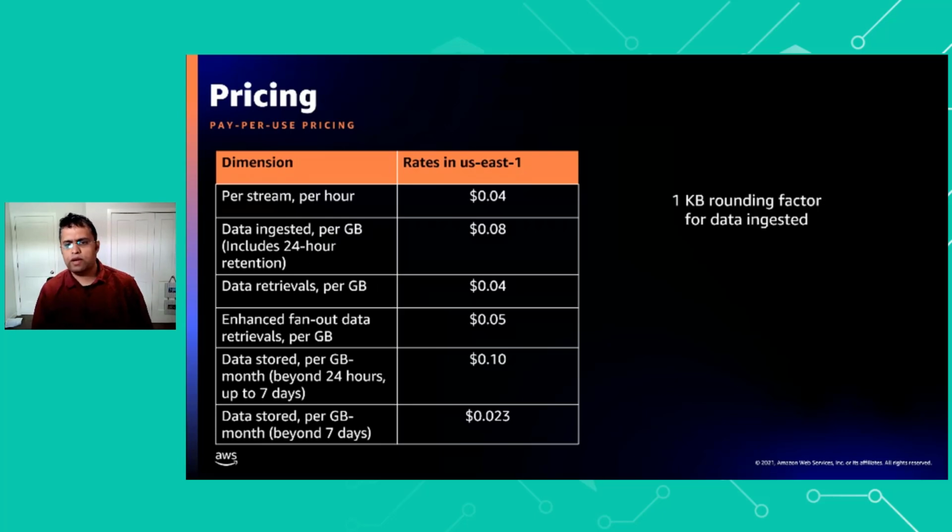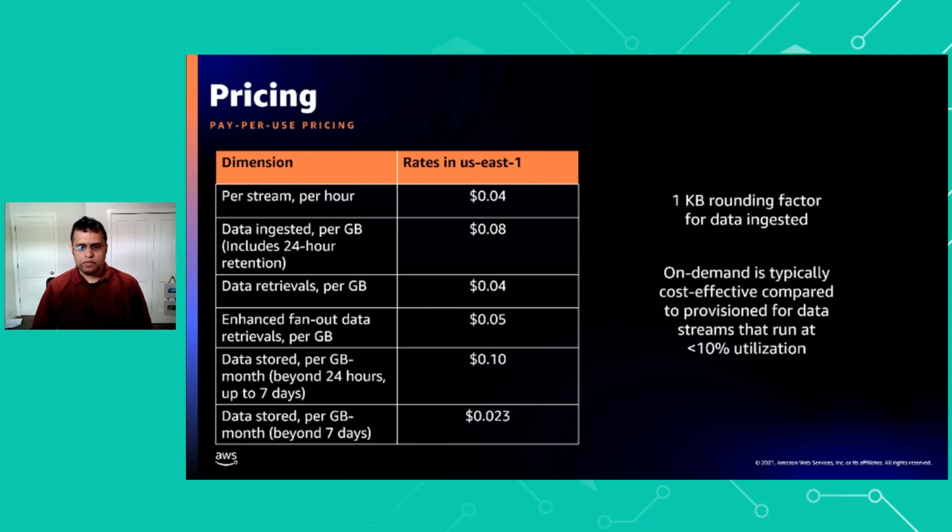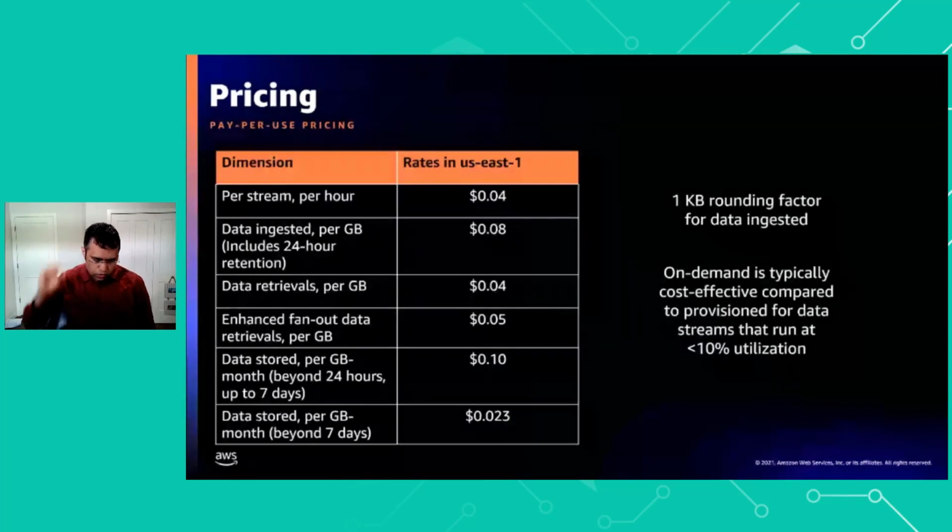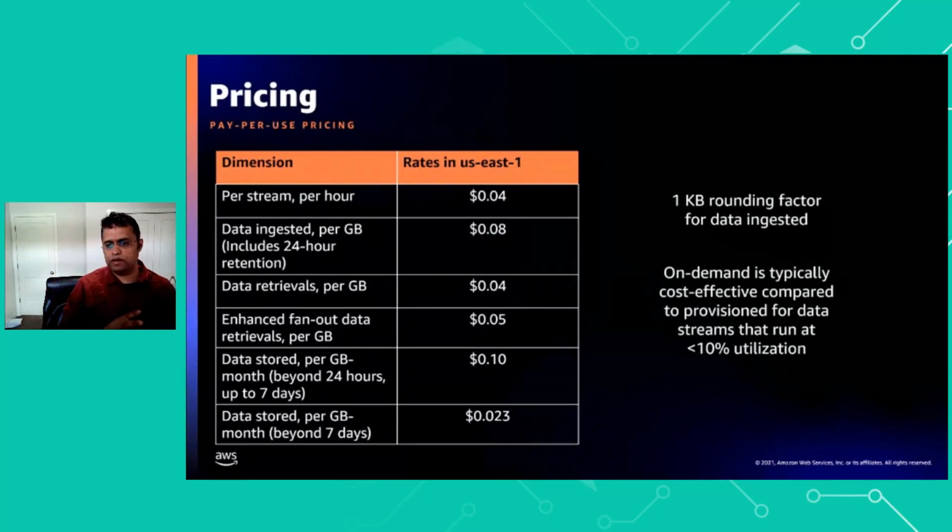The other key element that I want to talk about is we use a 1 kilobyte rounding factor for data ingested. So if you have a use case where you have very small records that you want to ingest, you don't have to worry about optimizing it just because there is a certain way we bill data that is coming into KDS. Also, I want to talk a little bit about when on-demand is cost-effective compared to provisioned.